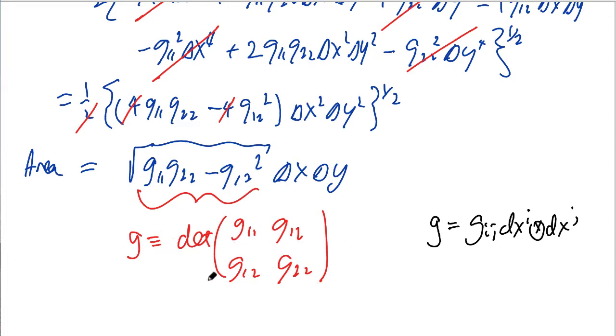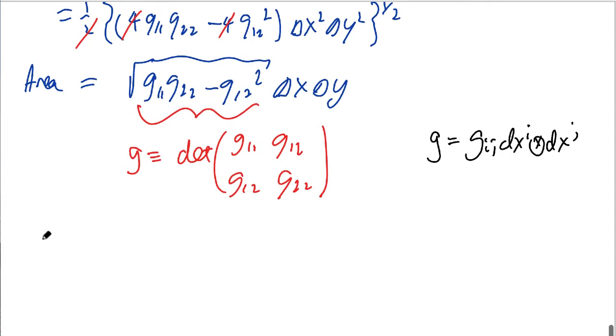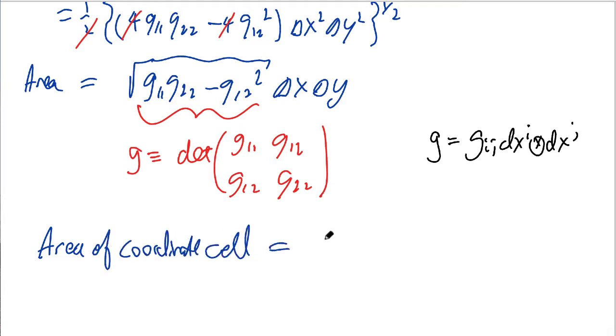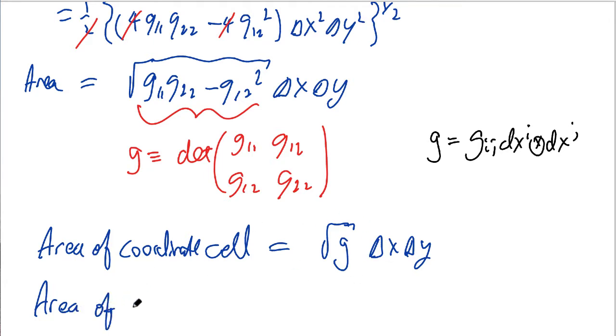So using little g to denote the determinant of the metric, our final result for the area of a coordinate cell is the square root of little g, the determinant of the metric, times delta x times delta y. And the area of any finite region can then be obtained by just integrating this over the region. Integral of square root of g times dx times dy.